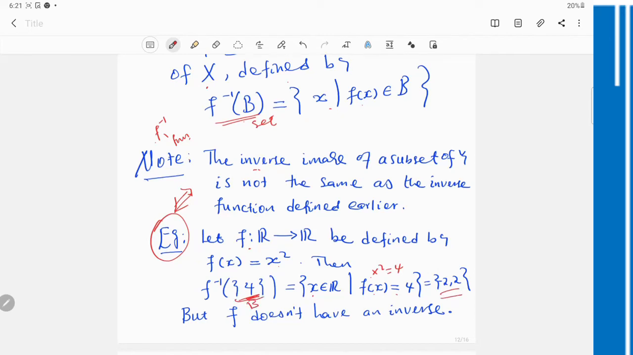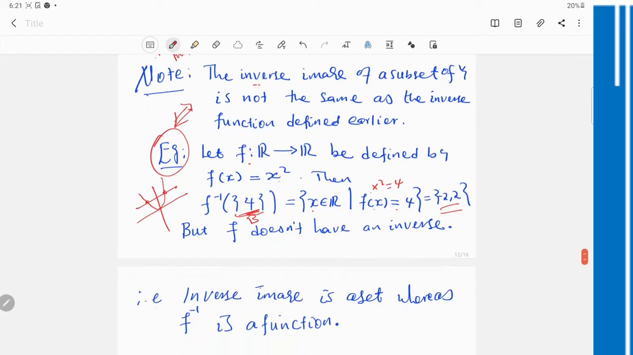So it's like B. But as you see, f doesn't have an inverse. Why? As explained before, x squared is not a one-to-one function, and if it's not a one-to-one function, then it doesn't have an inverse. So remember always, the inverse image f inverse and the inverse function are not the same. They are different.